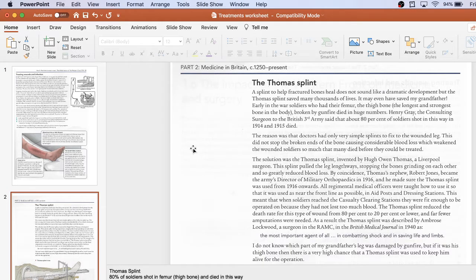We also have the Thomas Splint. Now, the Thomas Splint is important purely because of the impact it had. Now, 80% of soldiers were shot in the femur, which is the thigh bone, and those people died in that way. Because of the Thomas Splint, that death rate was able to be reduced from 80% to 20%.